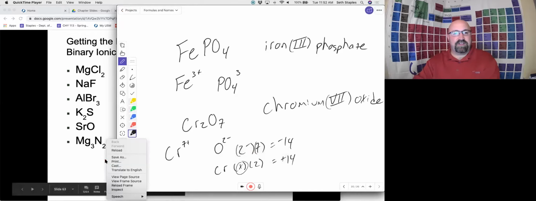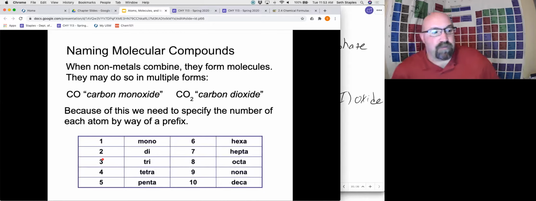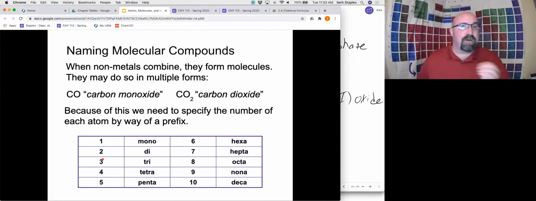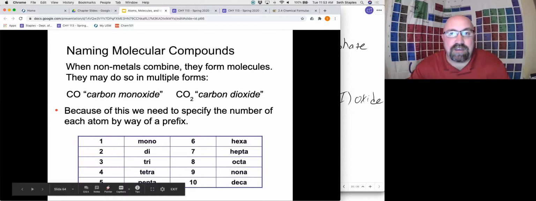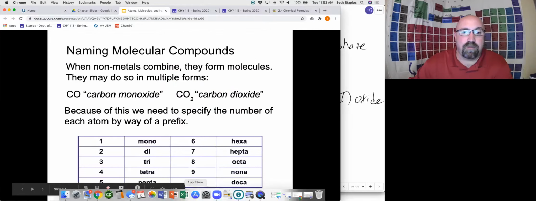So the last thing to talk about in today's lecture is the naming of molecular compounds. So far we focused on naming ionic compounds, so how we name things that are made up of a metal and a non-metal, or a metal and a polyatomic ion. Now we're going to look at how we name compounds that are bonded covalently, or molecular compounds.